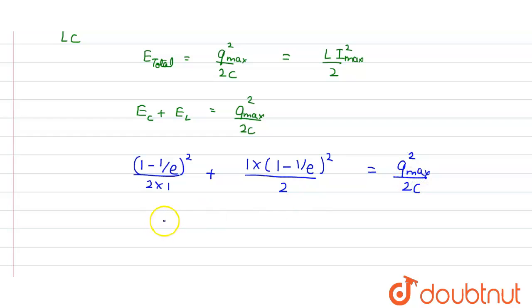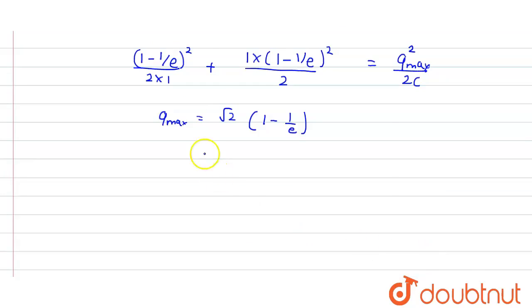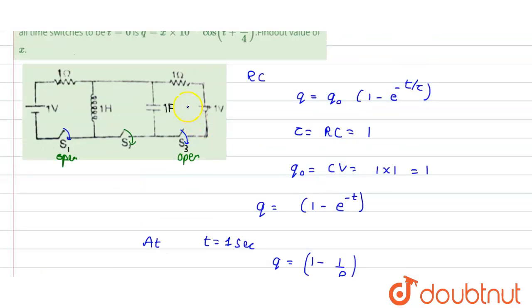From this expression, the value of Q max turns out to be root of 2 times (1 minus 1 divided by e). This is the maximum value of the charge. Now to get the expression for the charge, we know that for an LC circuit, charge can be given as Q max cos(omega t plus phi). We know that t equals 1 second would be for the initial case.